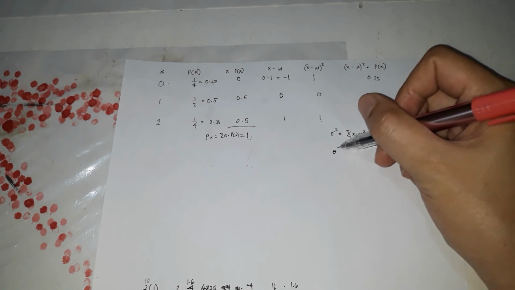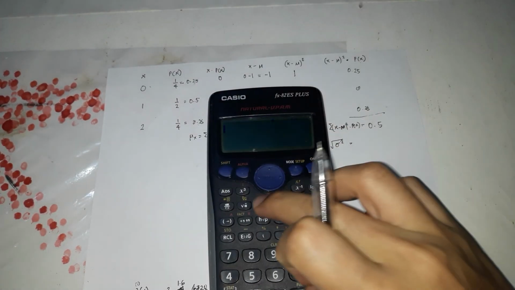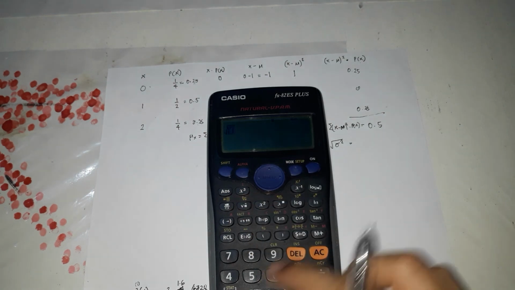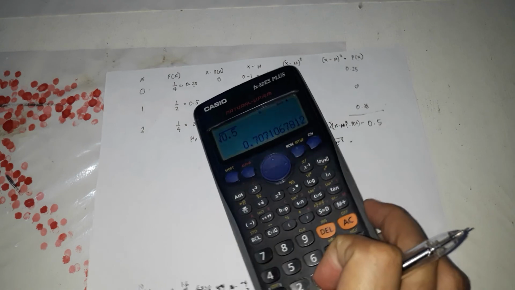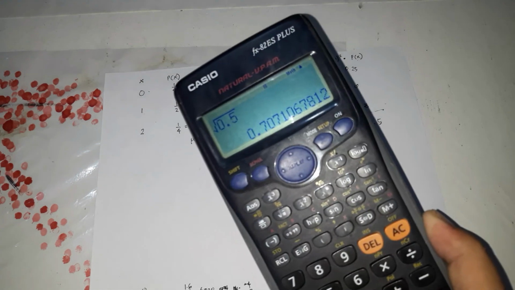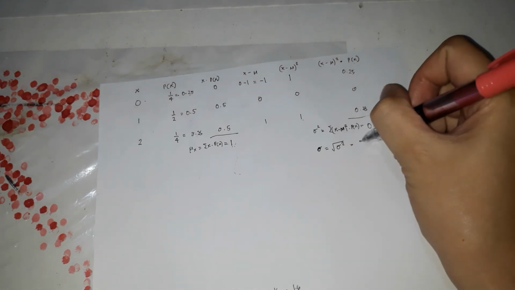For us to identify the standard deviation, the standard deviation is this one. All you have to do is find the square root of the variance. So the square root of 0.5 is 0.7071, or 0.71. So that is the standard deviation.